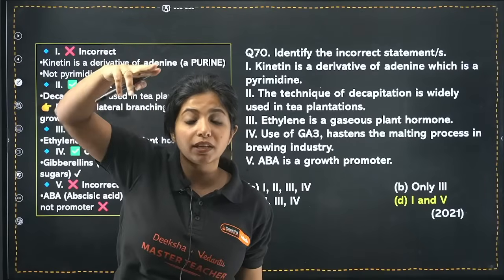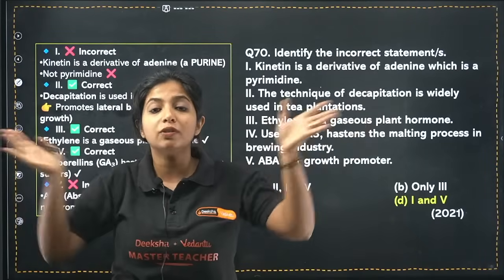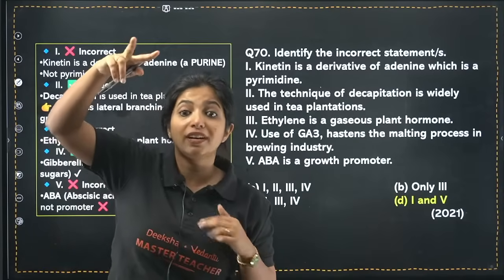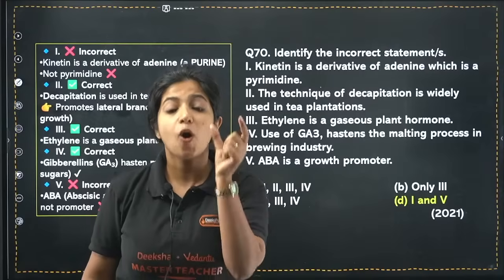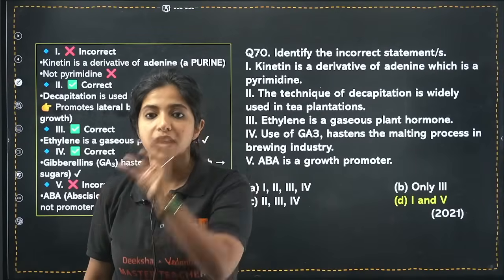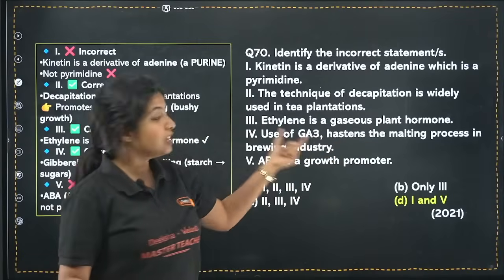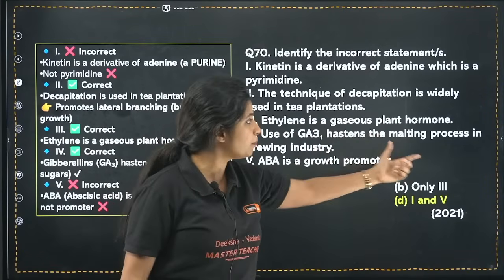If you cut off the tip, what is going to happen? Now it is going to give lateral branches, and that is what the tea plantation people want. They cut it off. They do decapitation. Why? Because auxin brings apical dominance. If that is removed, you have lateral branches. Ethylene is a gaseous plant hormone. Yes. GA3, gibberellin, basically hastens the malting process.